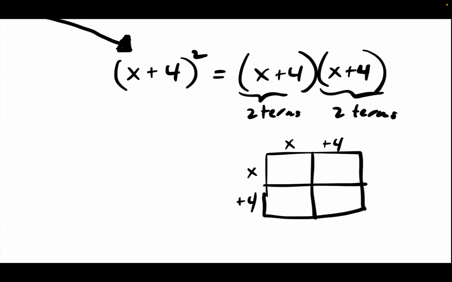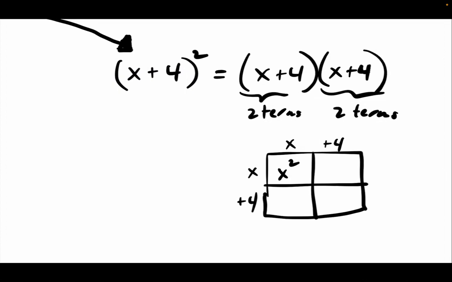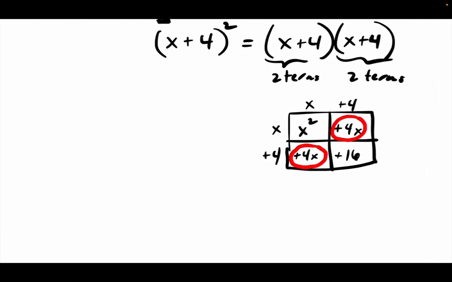So x to the first power times x to the first power is x squared. X times 4 is positive 4x. Another positive 4x and another positive 16. I have 2 like terms, positive 4x and positive 4x. Combine them together.